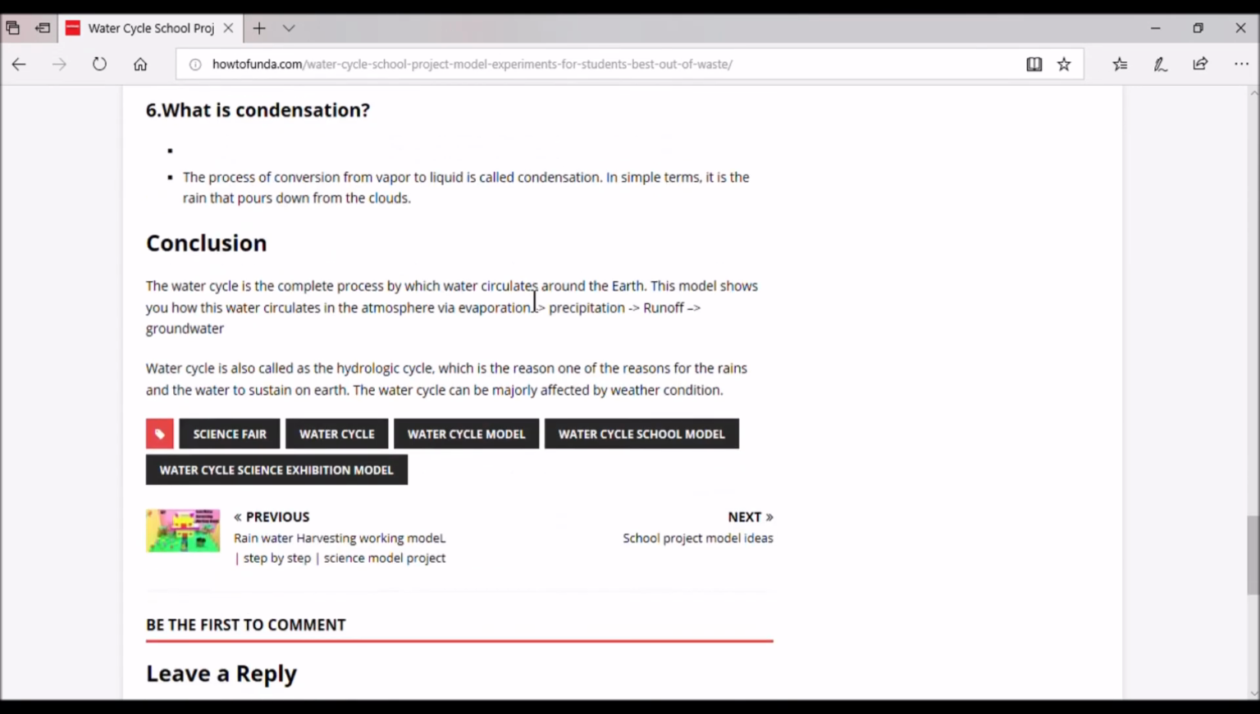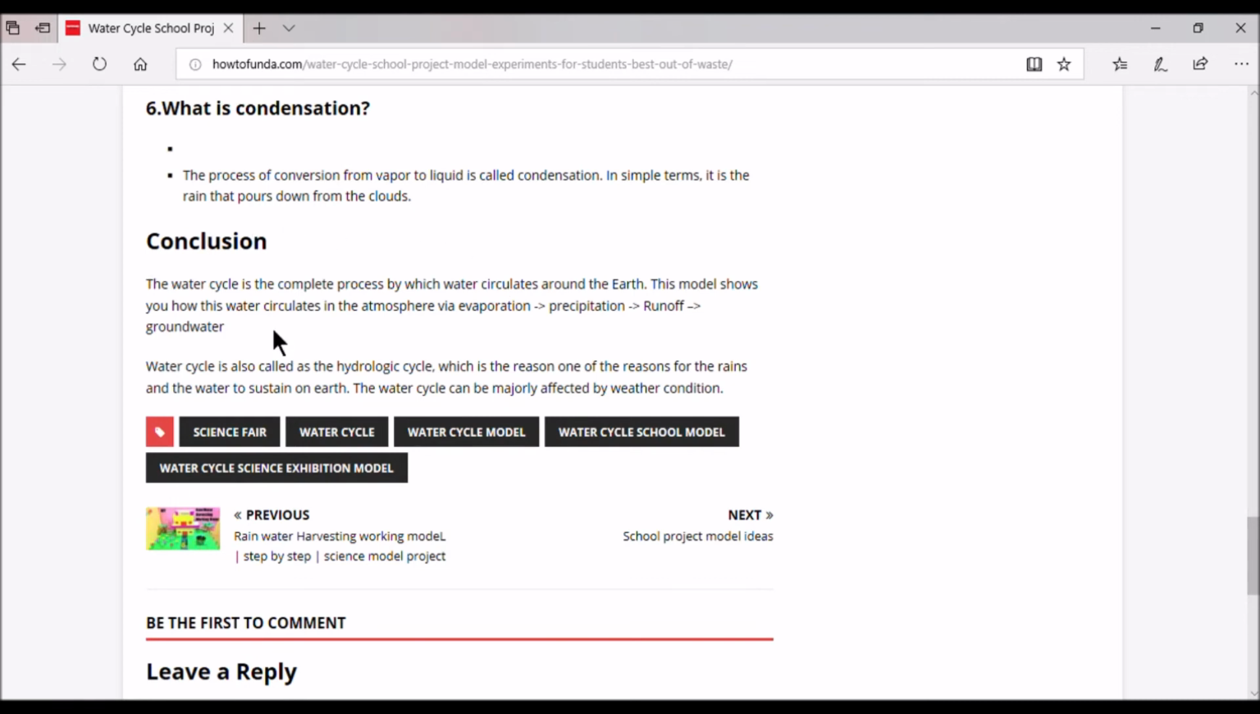So let's move on to the conclusion. Every student, every kid should understand the overall water life cycle, and this is very basic knowledge. By making this model, the students will get to know the complete nitty-gritty of the water life cycle.